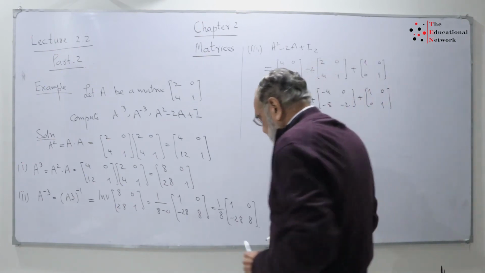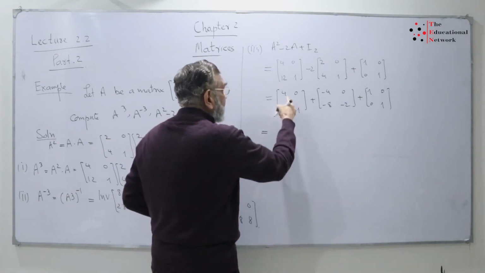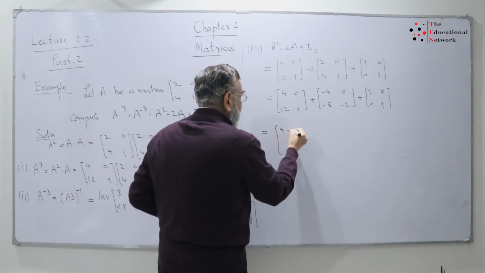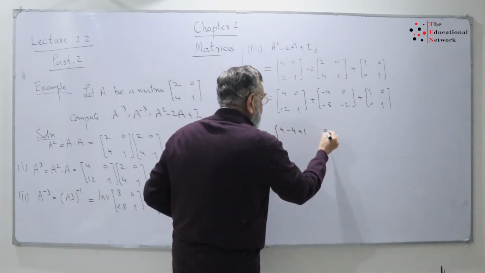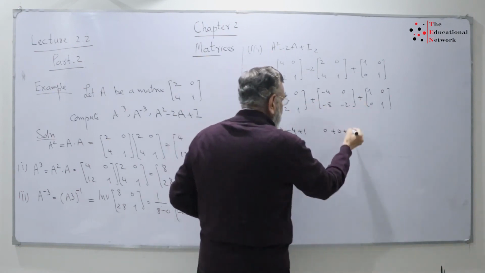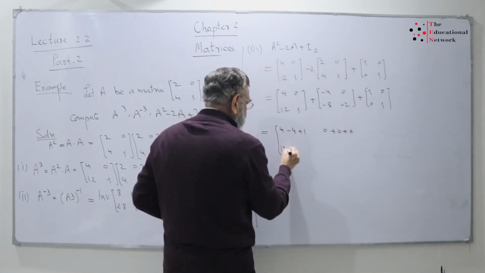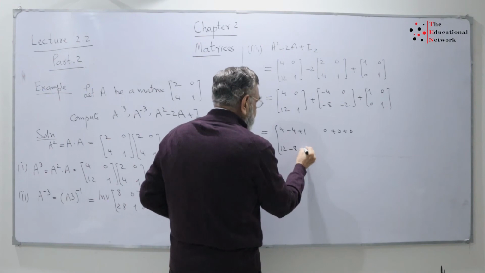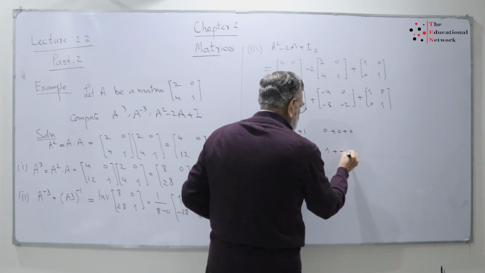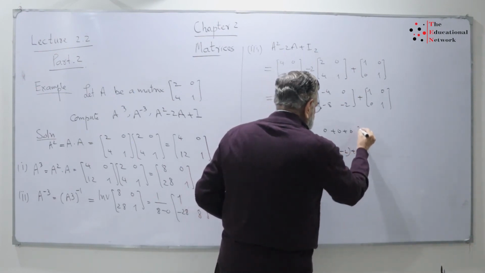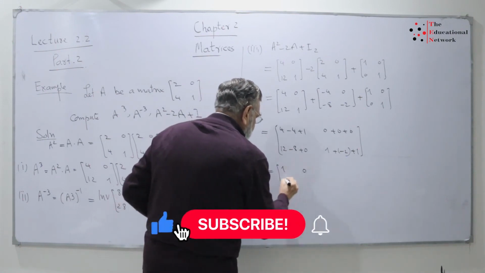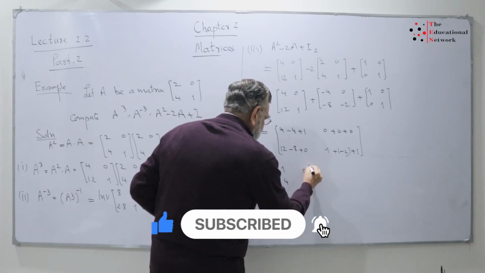Now the addition is component wise. So A11, B11, C11. We get 4 minus 4 plus 1. Then A12, B12, C12, A21, B21, C21, A22, B22, and then C22. So simplify this. We get 1, we get 0, we get 4, and we get 0. This is my solution.